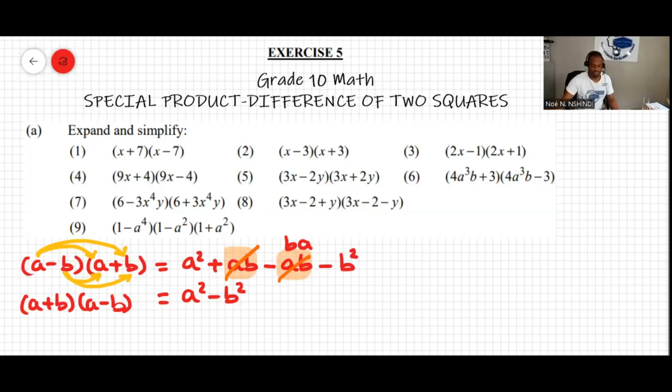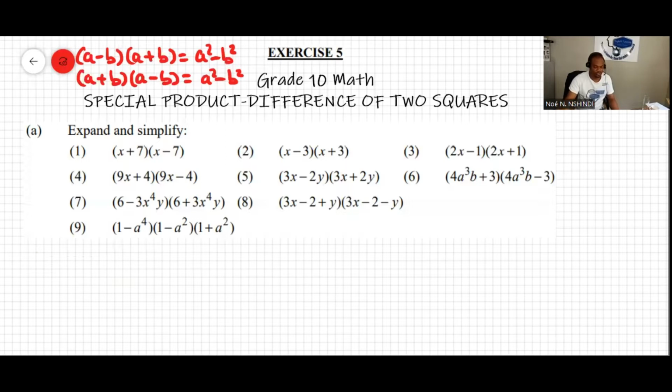Now let's answer the questions. Before I do, let me write the general form of the formula here. When you have A minus B times A plus B, this is A squared minus B squared, which is the same thing as A plus B times A minus B. So it is still A squared minus B squared, the difference of two squares. Now let's start answering the questions.